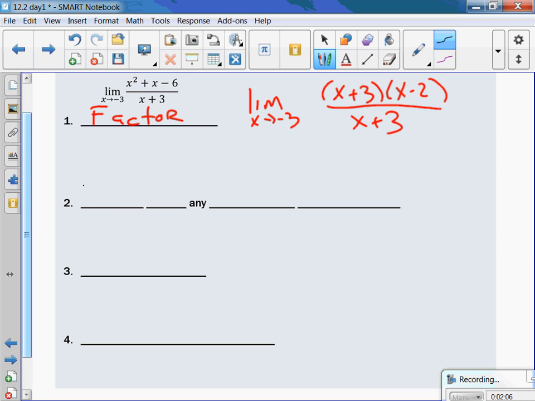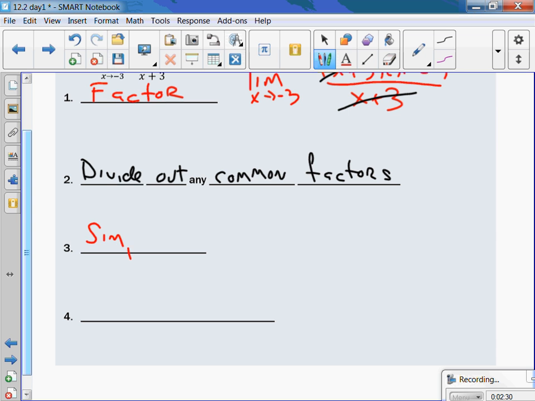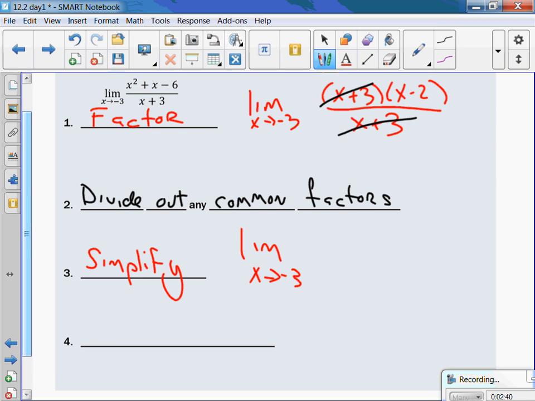So step 2, divide out any common factors. What are my common factors here? Absolutely. Simplify. So now I have the limit as x approaches -3 of what? x minus 2.